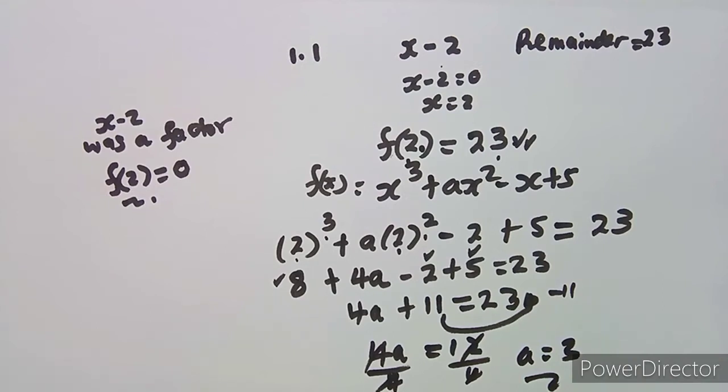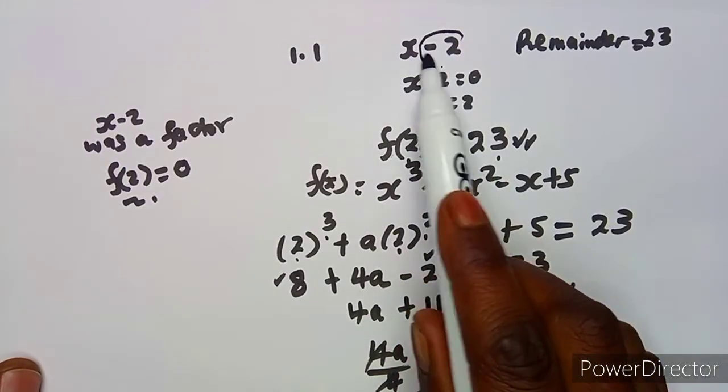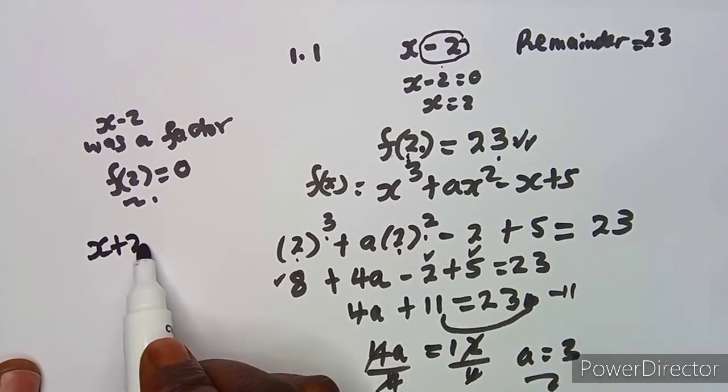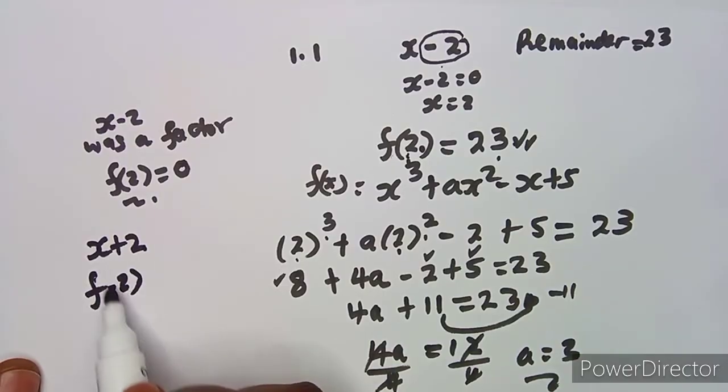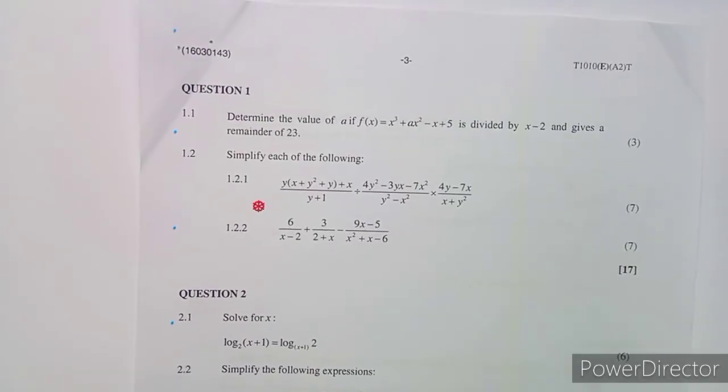So the major thing, guys, that we are talking about here is that whenever you are given a certain expression which is being divided and you are given the remainder, you equate like this. This is what you do. Do not use -2 here, you use a positive 2, which means if it was x plus 2, you were going to use f of -2. So as you can see, it's pretty easy. You just need to work out as many questions as possible.